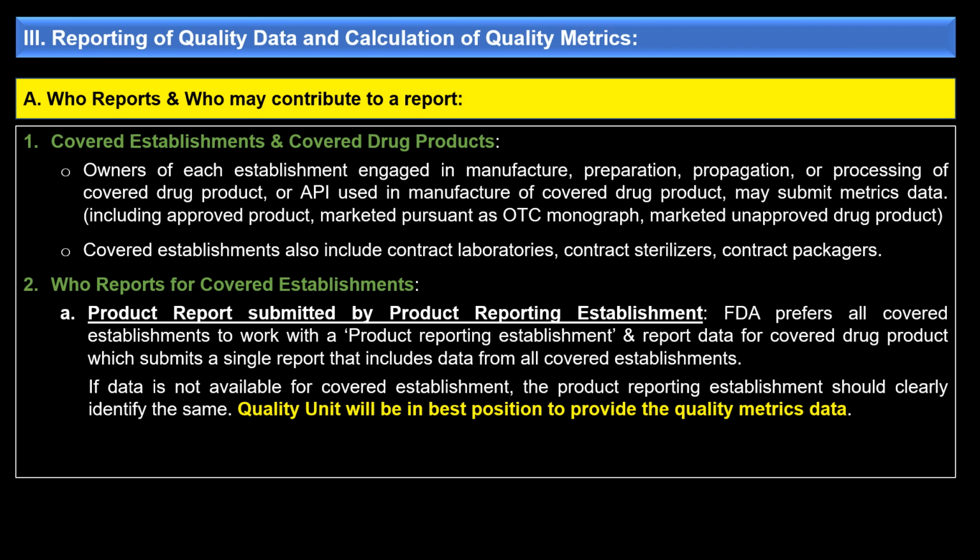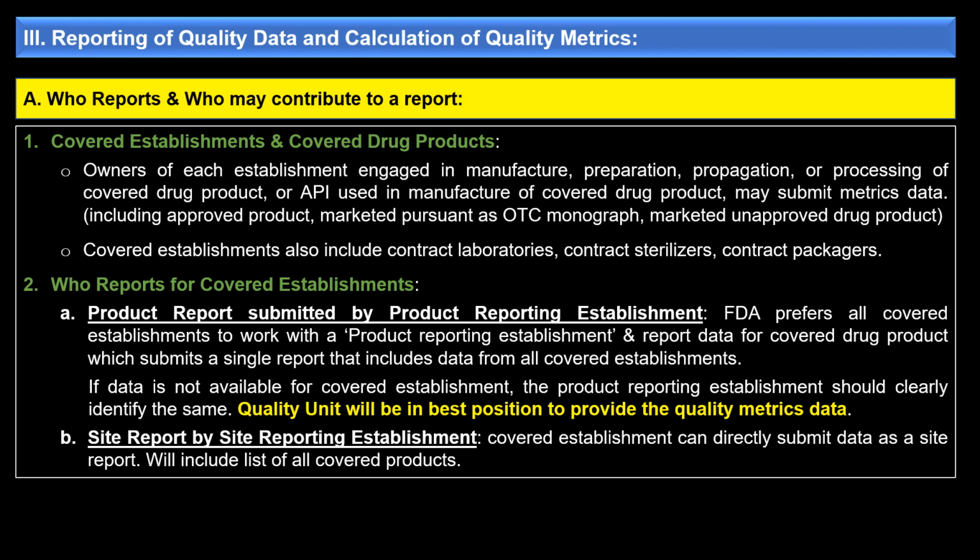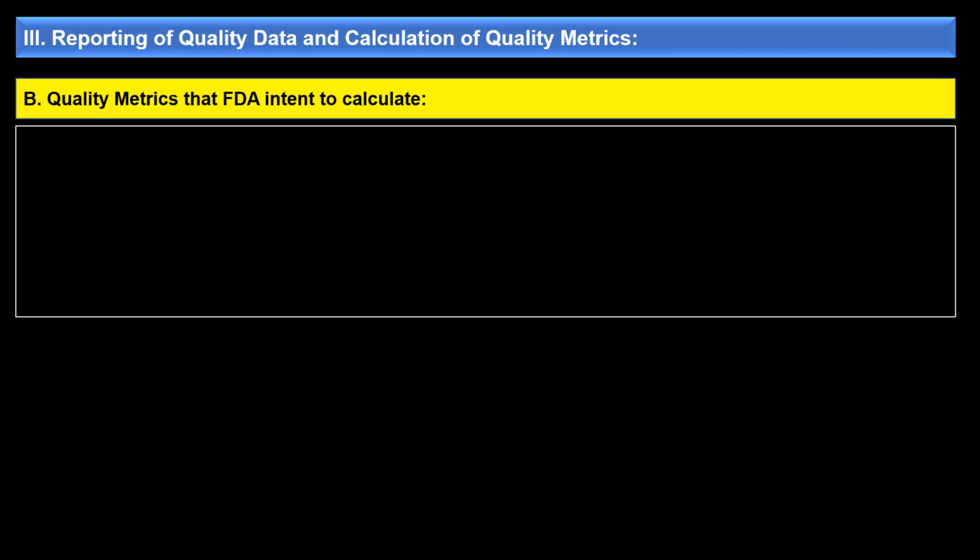And FDA expects that the quality unit of a covered establishment will be in a better position to provide this data for the quality metrics. Second, each establishment can provide an independent report directly, which is covering all the listed covered products into one single report. The second point under reporting of quality data includes quality metrics that the FDA intends to calculate.